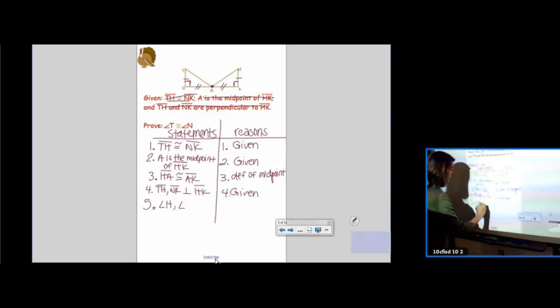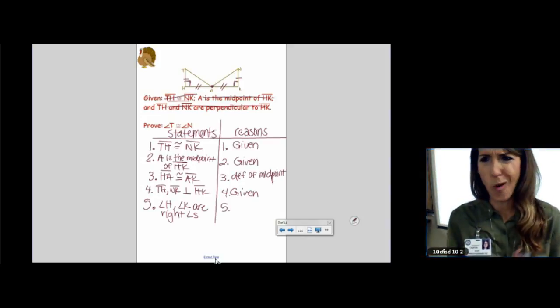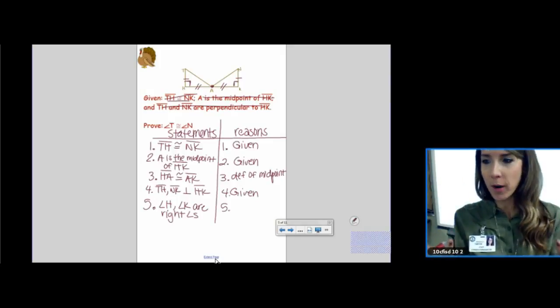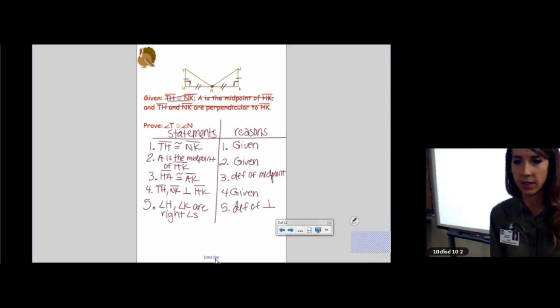Angle H and angle K are right angles. My reason can't be given. What's my reason? Why did I add those markings? Why did I do that? What word was it? Oh, perpendicular. I added those markings. Definition, perpendicular. Good job.